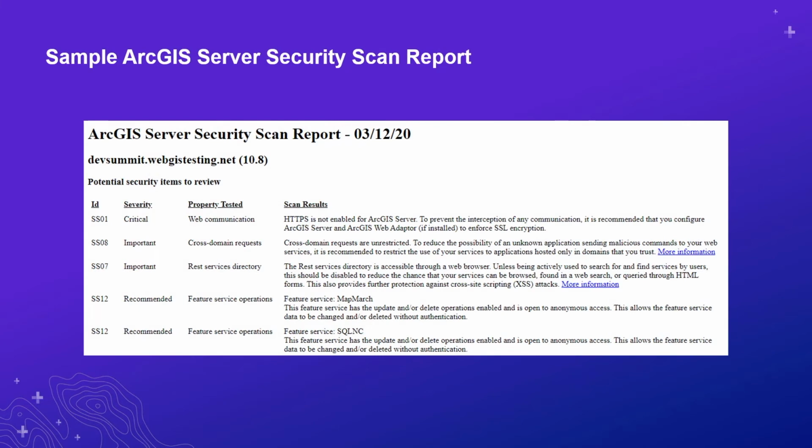Let's review a sample of the output from the serverscan.py script. As you can see, critical items like HTTPS being disabled are validated here, as well as important items and recommended items, including items like we just discussed, like update and delete operations available to anonymous access.